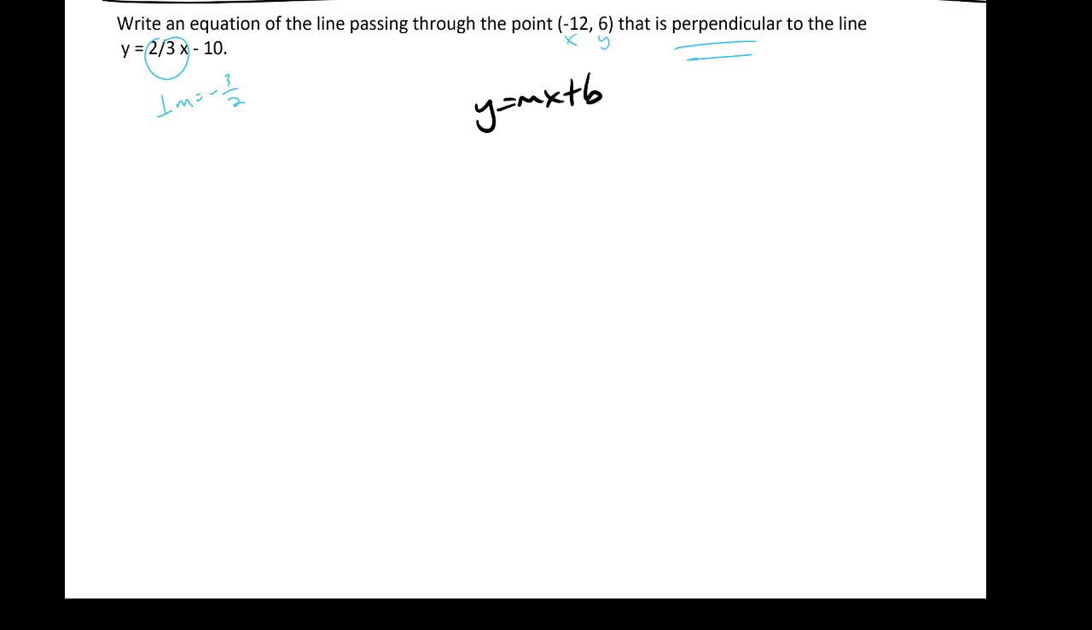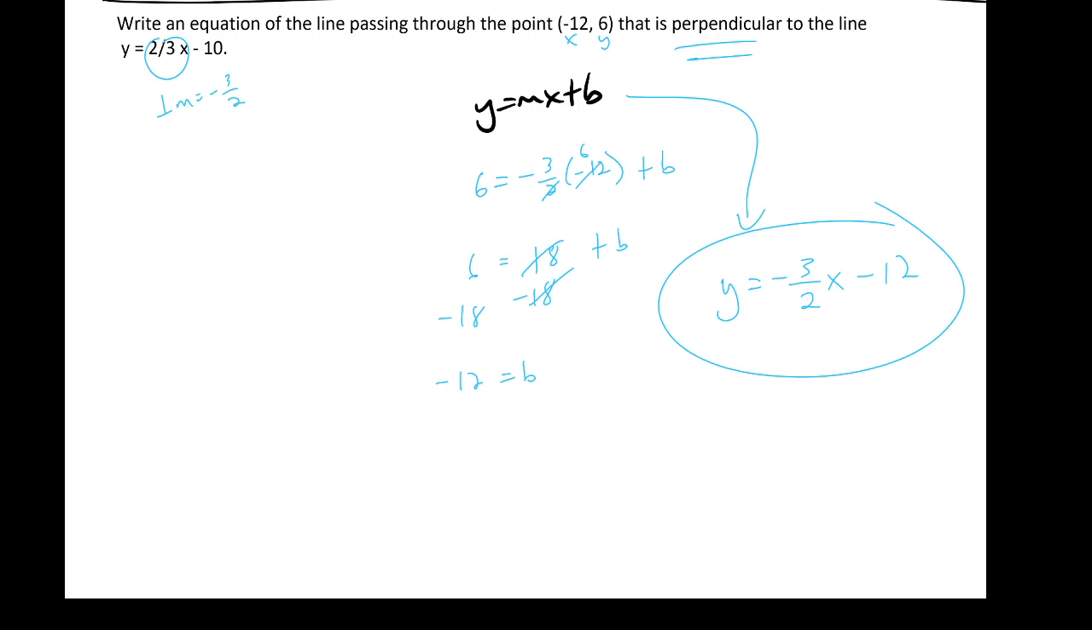So here's my x and here's my y. So 6 is equal to m, my stolen m, right, that I modified, negative 3 halves. X is going to be negative 12. And then we're going to do plus b. So we're just doing some substitution. So I'm going to have 6 is equal to negative 3 times negative 6 is going to be positive 18 plus b. Minus 18 minus 18 cancels, and then I'm going to have negative 12 is going to be my b. So bring this guy back over here. Y is going to be equal to, again, my stolen modified slope, negative 3 halves, x. And then my new b is minus 12 when I found it. And there we go. That's my answer.